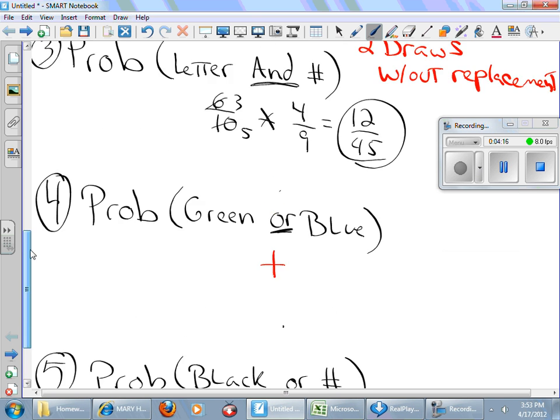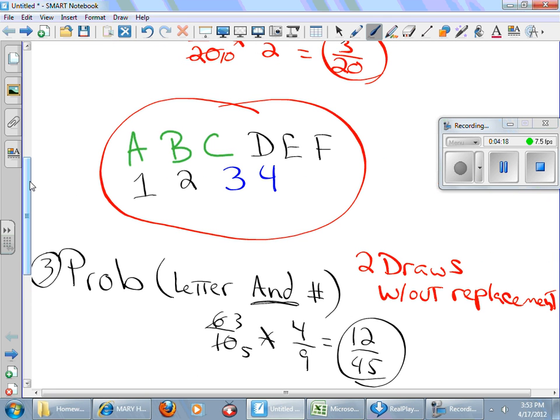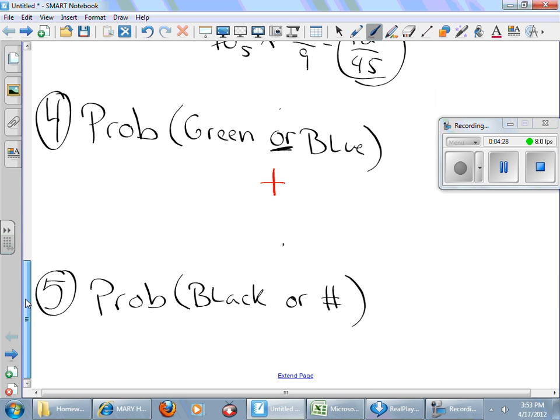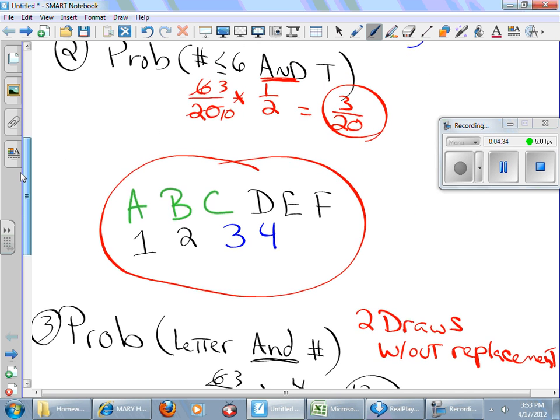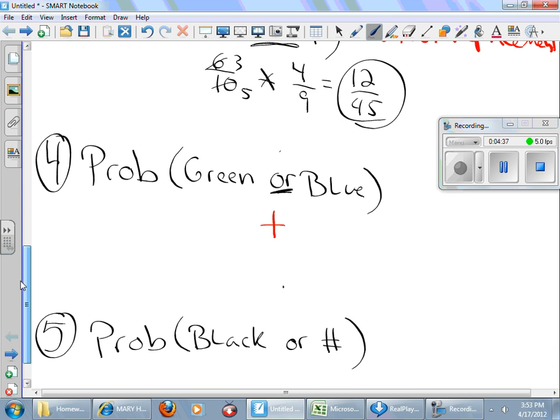Let me look up here. Are there any characters in this circle that are both green and blue at the same time? No, there aren't. None of them are green and blue. So this will be an easy problem. I'll figure out the probability of green, figure out the probability of blue, and I'll add them together. All right, so the probability of green would be 3 out of 10.